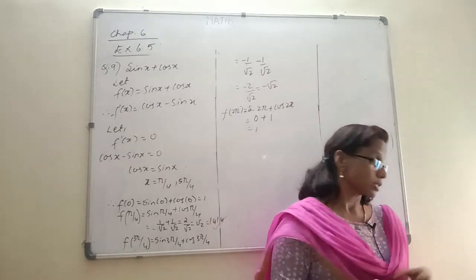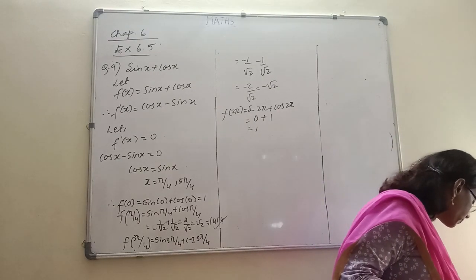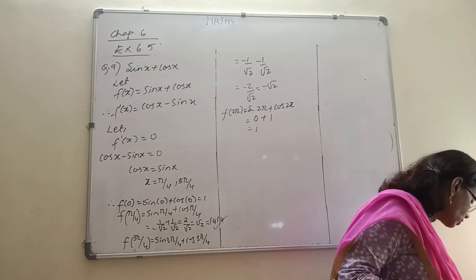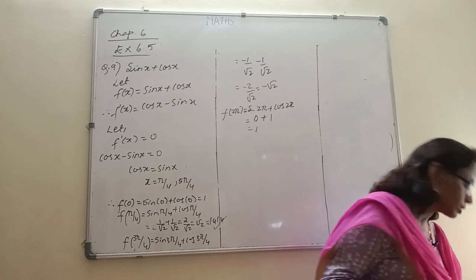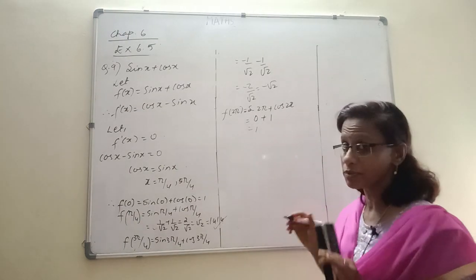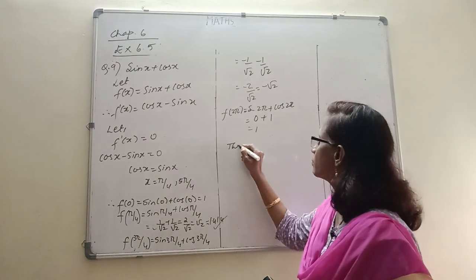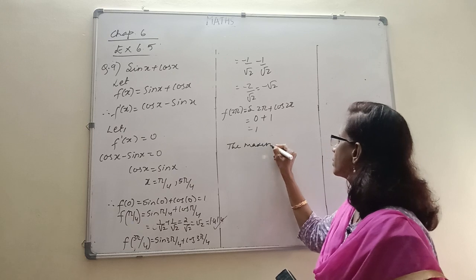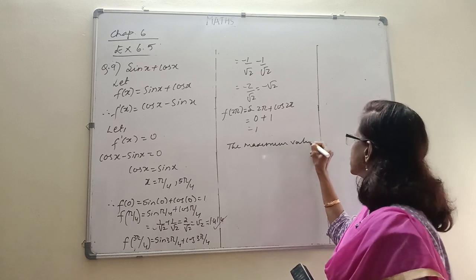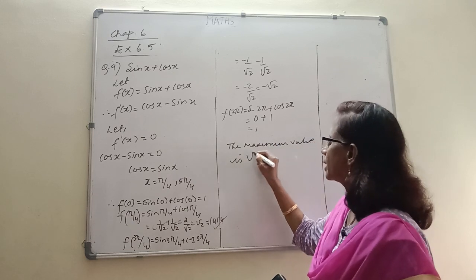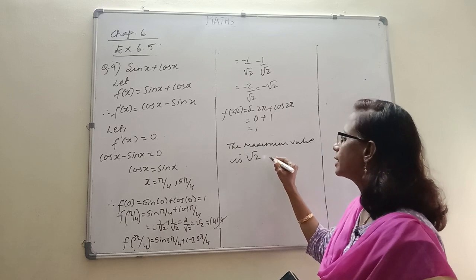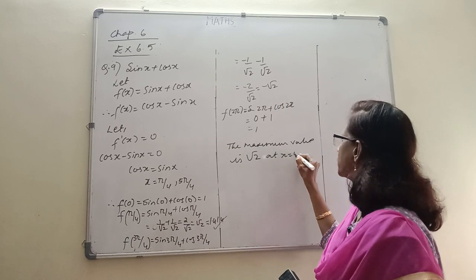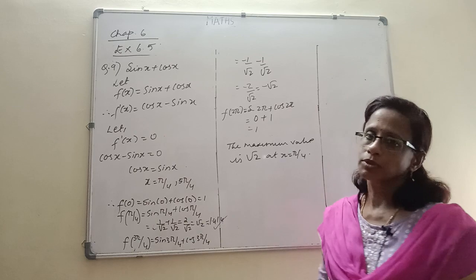What is the maximum value of the function? Yeah, so the maximum value is root 2. Maximum value they're asking. The maximum value is root 2, and that happens at x equal to pi over 4. So that's about the question number 9.